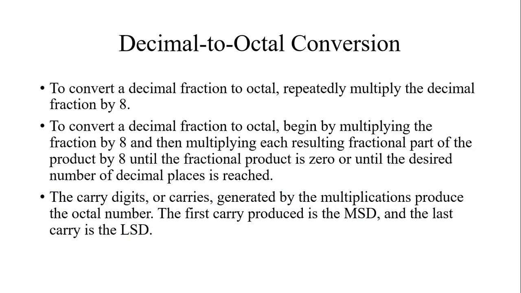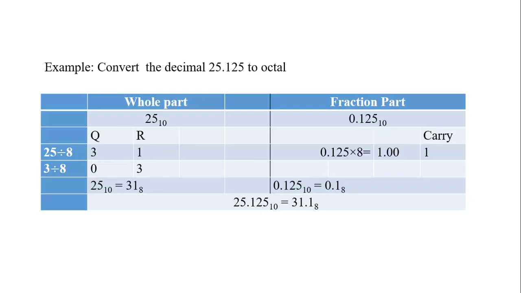To convert a decimal fraction to octal, repeatedly multiply the decimal fraction by 8. Begin by multiplying the fraction by 8 and then multiplying each resulting fraction part of the product by 8 until the fraction product is 0 or until the desired number of decimal places is reached. The carry digits are generated by the multiplication procedure and produce the octal number. The first carry produced is the MSD and the last carry is the LSD.